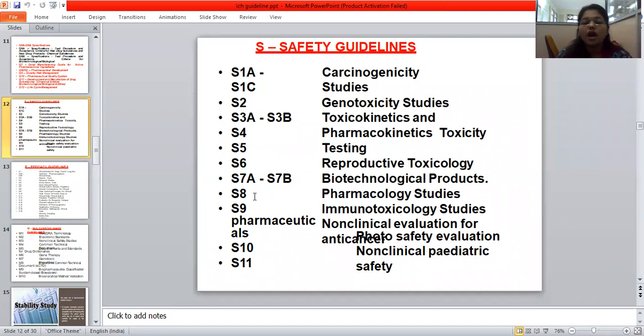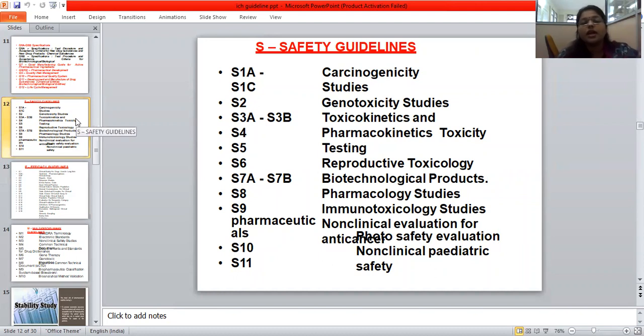S8 guideline is for the pharmacological study. So for the different pharmacological parameters and their safety, we can refer to the safety guideline S8. S9 for immunotoxicological study in pharmaceutical non-clinical evaluation is also given in the safety guideline S9. S10 is the non-clinical guideline, and S11 is the safety guideline for pediatric patient non-clinical evaluation, which is given in S10 and S11.